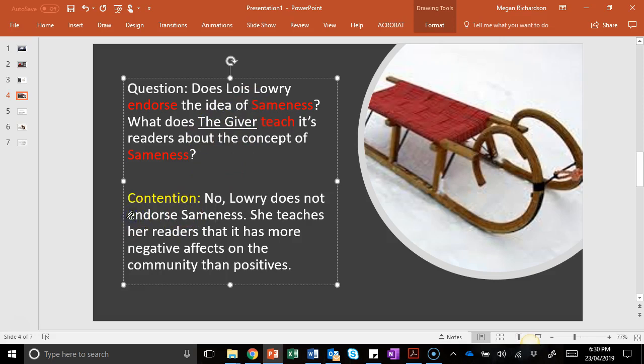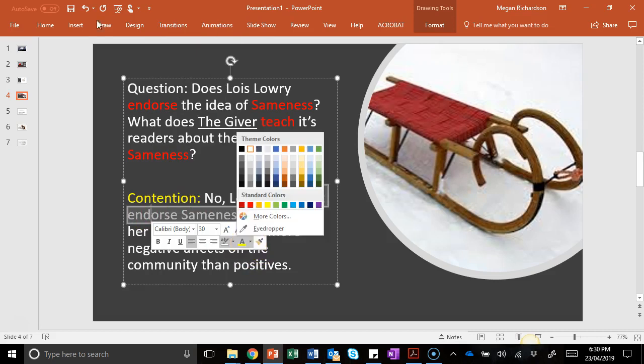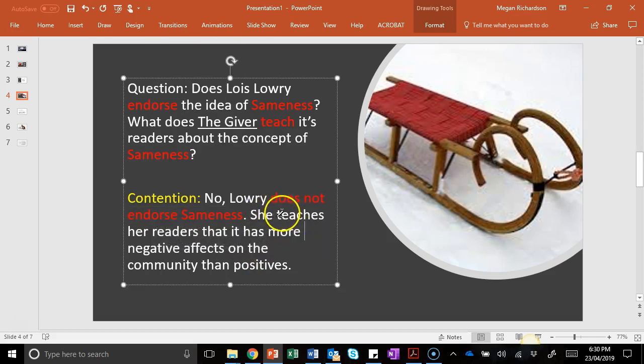So with the keywords, I've got two keywords there. Sorry. So, does not endorse sameness. Highlight that in red. And then the word teaches. And then obviously what she teaches them. Okay, so that's how I've made sure that I am sticking to that question, like glue. Does that make sense? So this is one area where it's important that you are using the language that's in the question. Okay, so that is step 2. Tick.